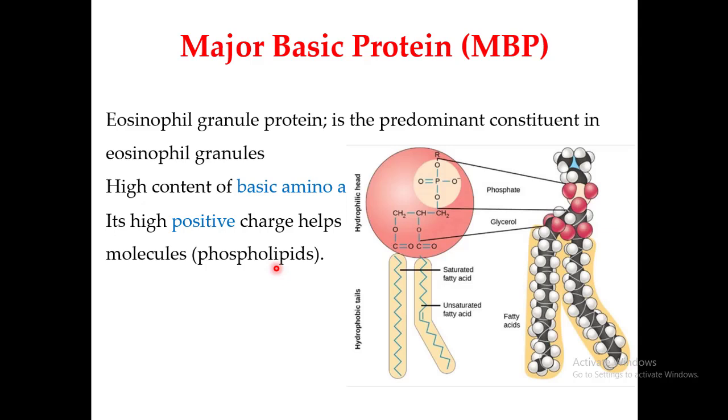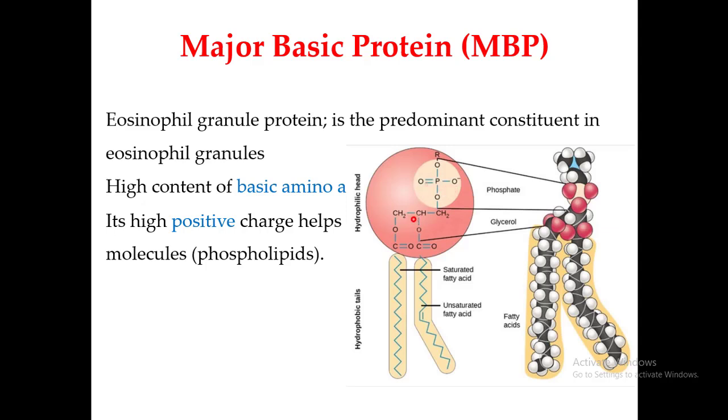Now, if you look at the phospholipid, we have a glycerol molecule over here, and to two carbons of the glycerol, two fatty acids are attached. The third carbon has a phosphate group, and because of this phosphate group, the charge on the phospholipid is negative, and the basic amino acids present in the MBP interact with these negatively charged phosphate groups present in the lipid bilayer in these phospholipids.